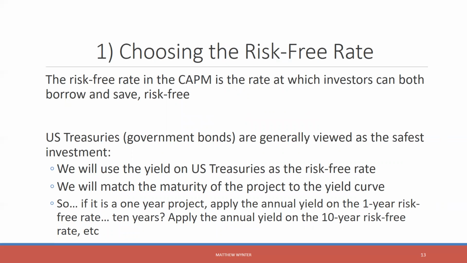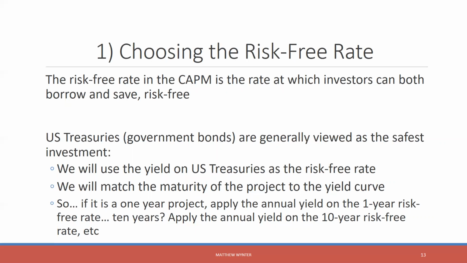The risk-free rate in the CAPM is the rate at which investors can both borrow and save risk-free. US Treasuries, government bonds are generally viewed as the safest investment. So we will use the yield on US Treasuries as the risk-free rate. This is a question that comes up quite often. If we're having a course on international finance, why would we use the US Treasury as the risk-free rate? The answer is that all around the world, asset managers are able to essentially invest and borrow and save at the US risk-free rate. So this is still globally considered a good measure of risk-free return.